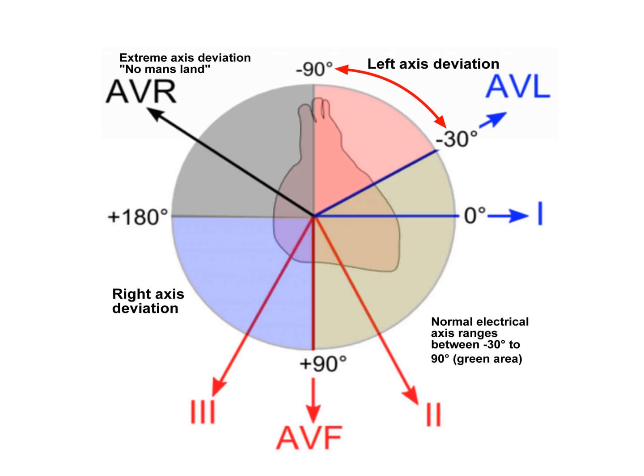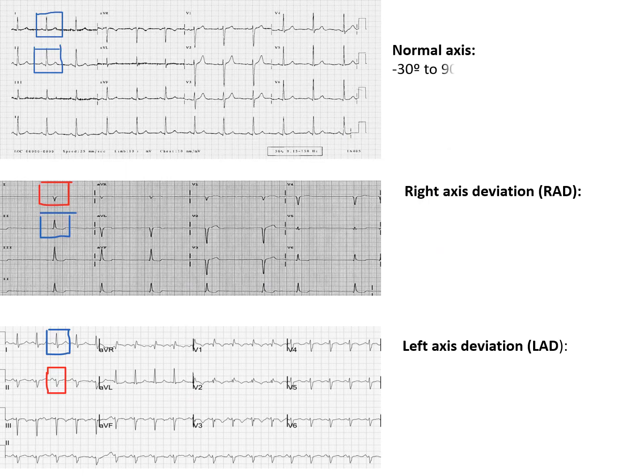The standard ECG-reported QRS axis usually refers to the mean axis in the frontal plane. It indicates the mean direction of ventricular depolarization forces. The normal axis is between -30 and 90 degrees, and the QRS complex is positive in both lead 1 and lead 2.